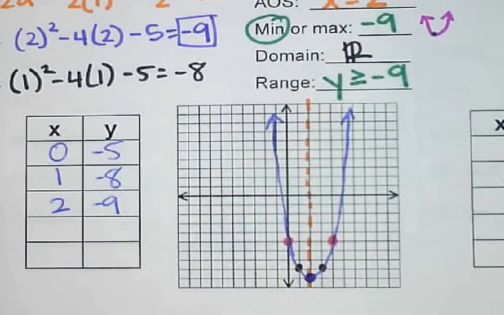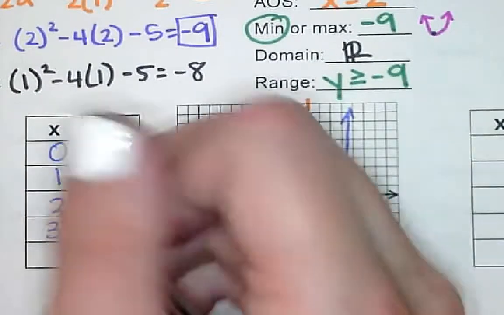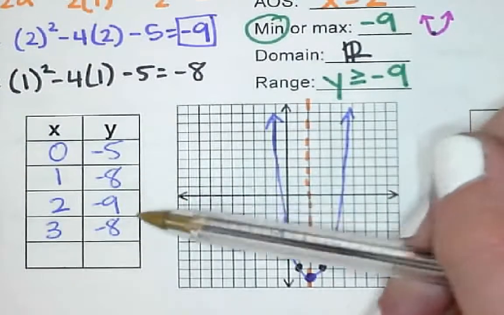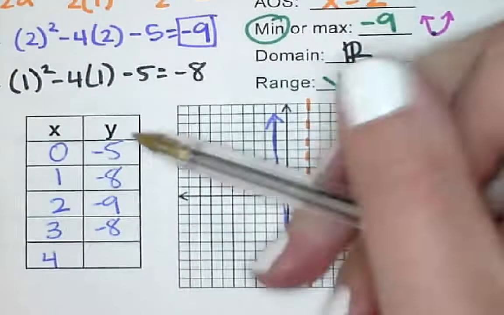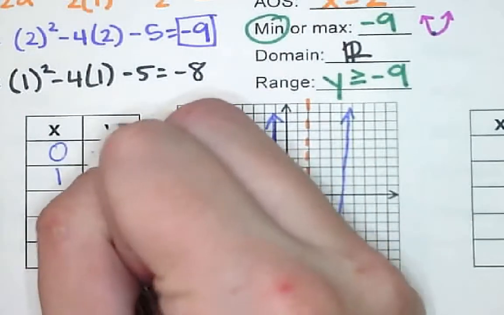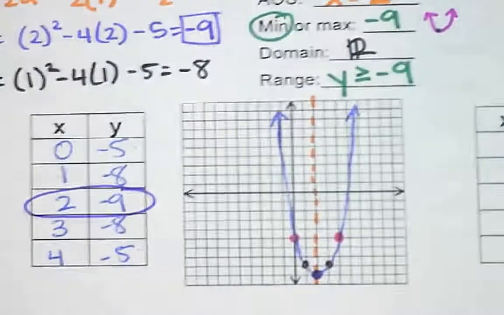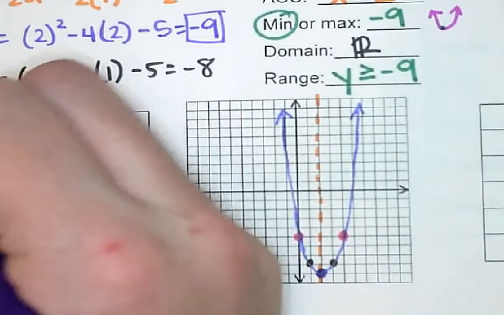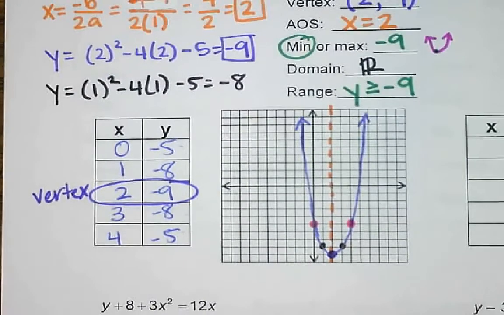And guys, look what happened. At 3, it went back to negative 8. It was symmetrical across the vertex. At 4, it went back to negative 5. So guys, everything on our table and on our graph is symmetrical around the vertex. Do you see that? The table is symmetrical. The graph is symmetrical. Everything's symmetrical off that vertex and that axis of symmetry. How do y'all feel about this?